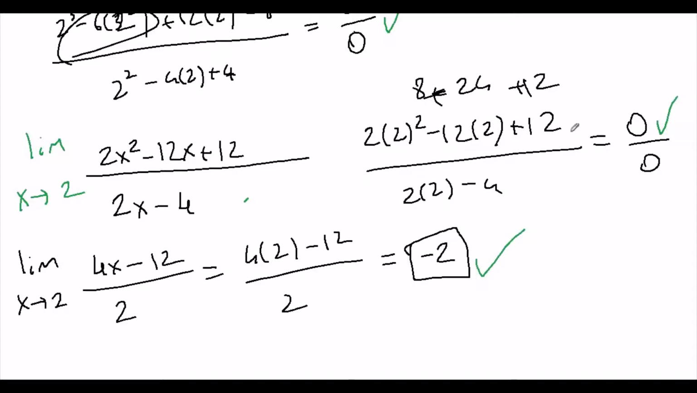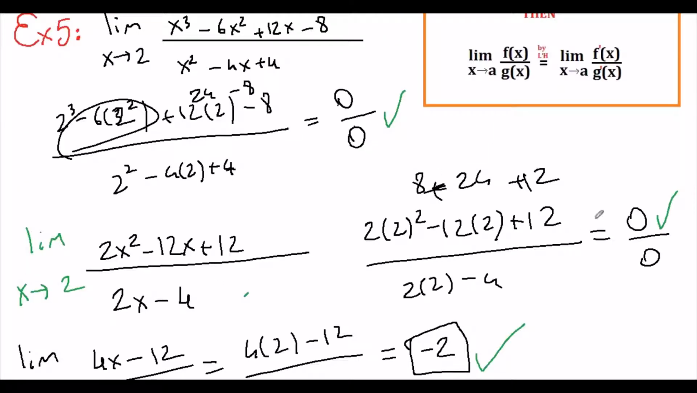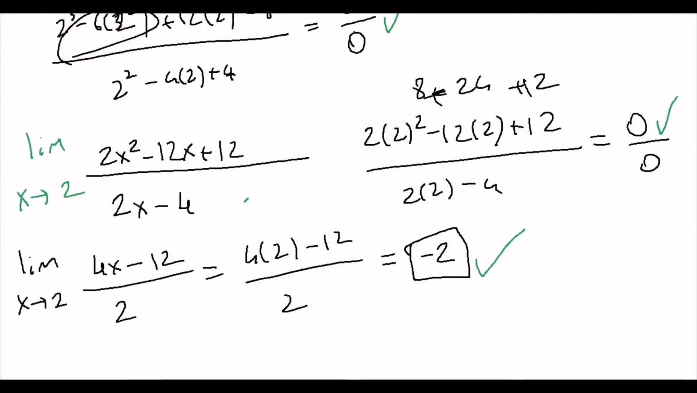So when you come across 0 over 0 indeterminate form, you're going to take the derivative one more time until you satisfy the conditions to plug in.